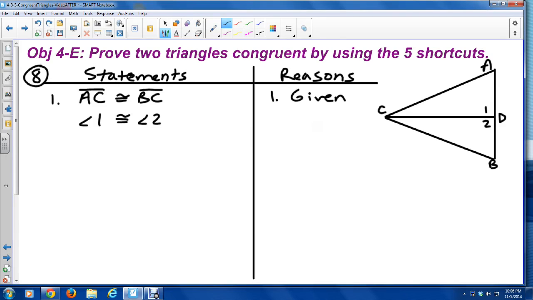Okay? Marking my picture, I've got AC is congruent to BC. So that would be one pair of sides congruent. At least I think that. If you don't like to label it that way, that's fine. Angle 1 is congruent to angle 2. So I do have one pair of angles congruent, and I'm missing my third thing. I could actually say I have 2 right now in terms of my congruences. I have a pair of sides congruent, and a pair of angles congruent. I only need 3 congruences.